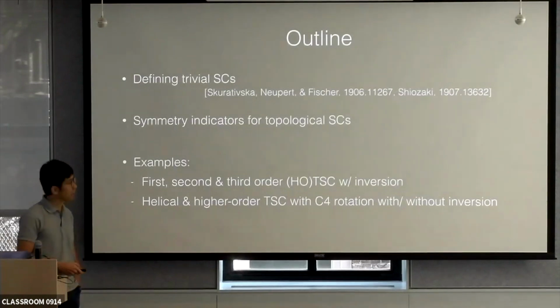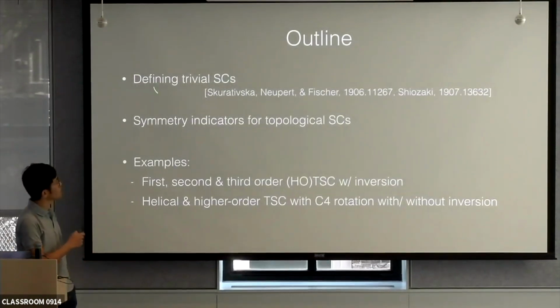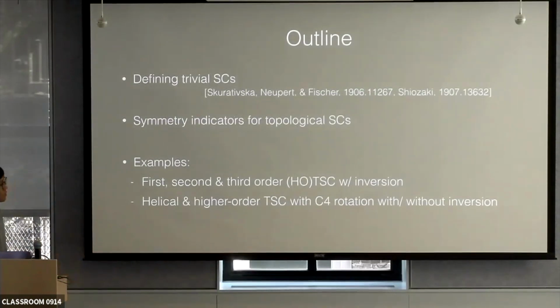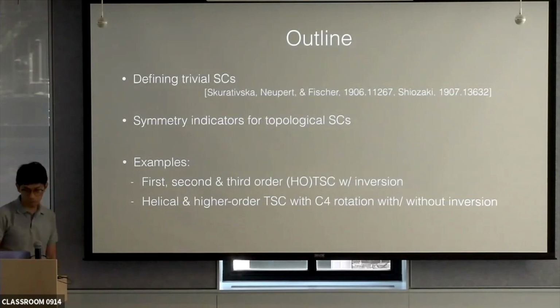So here's the outline for the talk today. I will first try to define what the trivial superconductor is, and then talk about how to get symmetry indicators, and then finish with some examples. So let me also point out that we are very much inspired by these two works that came out in the past 2 or 3 months. They basically outlined how you should define trivial superconductors for the purpose of symmetry indicators.